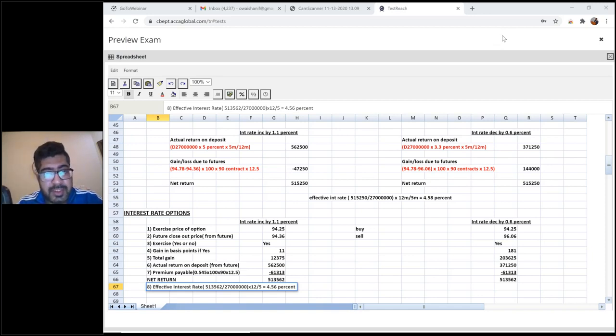Shalima, I'm using the first exercise price, 94.25. So the premium for 94.25 is 0.545. When we use the second exercise price, we will use the second premium, 0.098.